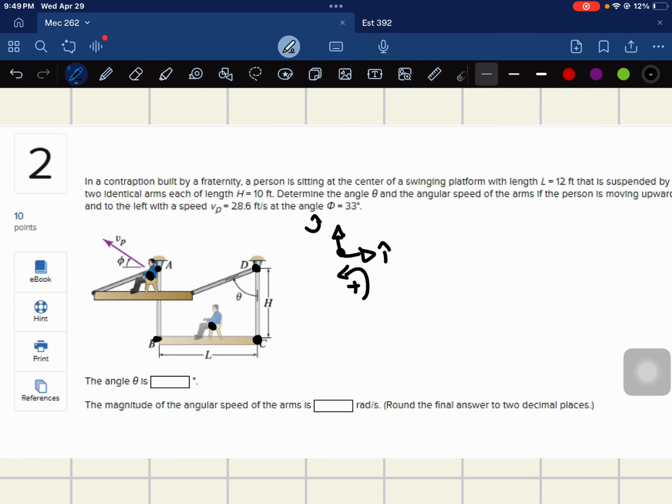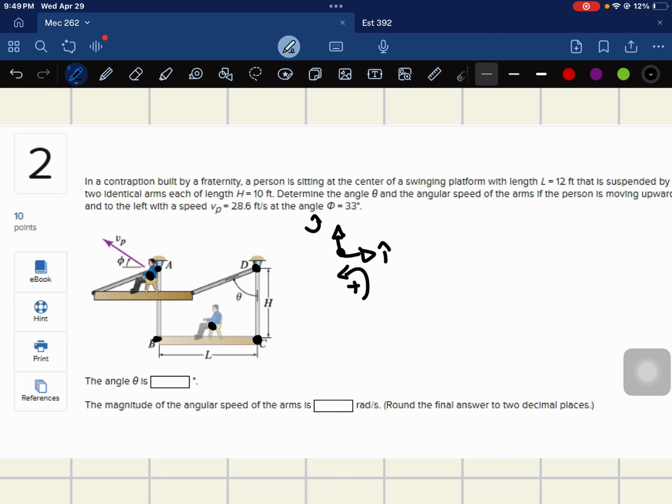Hello guys, here's the next example, where we're given a problem where they're only asking us to find the angle and the angular speed. There's no given forces, no given mass, not asking for energy, not asking for friction laws. So it's got to be a kinematics problem, and we know it's a rigid body.